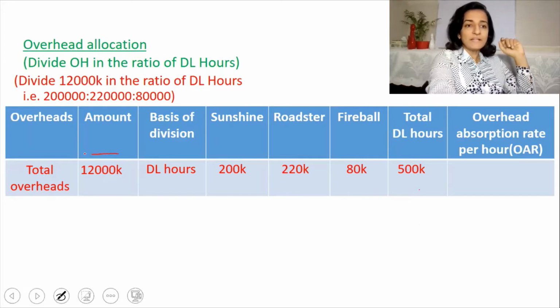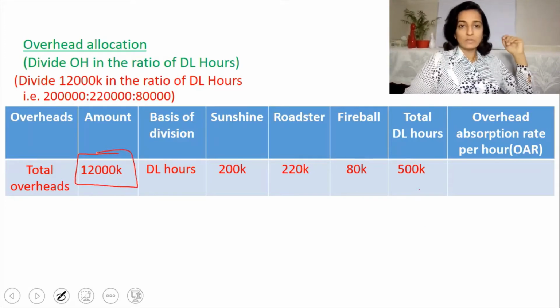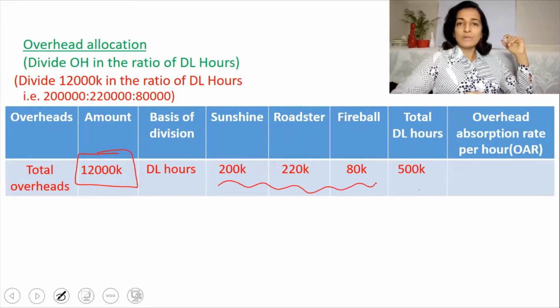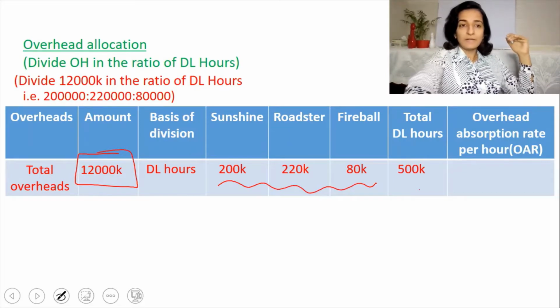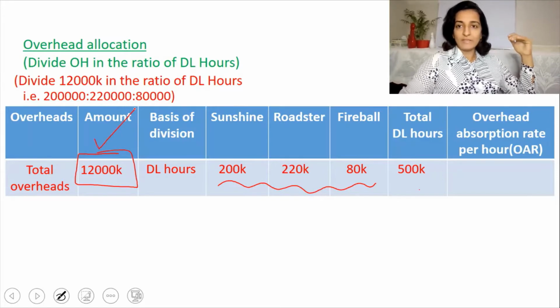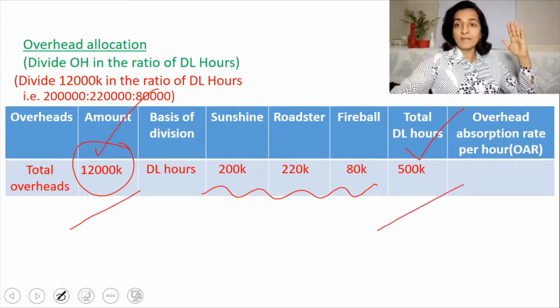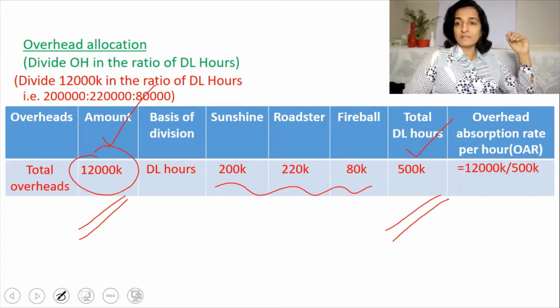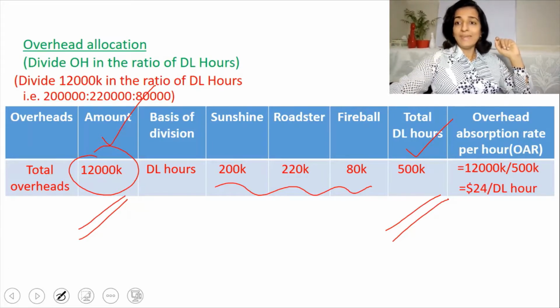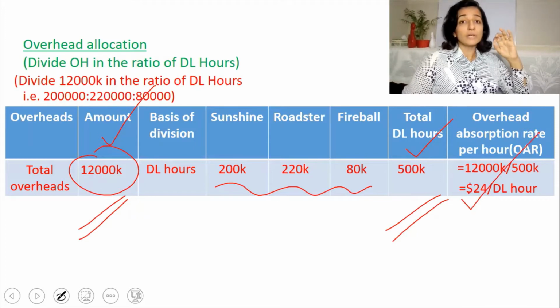So in order to divide the $12 million, that is the total overheads, in this ratio, what is the first step that we have to do? We have to divide the total overheads, that's $12 million, by 500,000 direct labor hours. What do we get when we divide it? We get the overhead absorption rate per direct labor hour because we are dividing the total overheads by the total direct labor hours. So what is the answer? It is $24 per direct labor hour. So for each hour that the direct labor is working, we incur an overhead of $24.